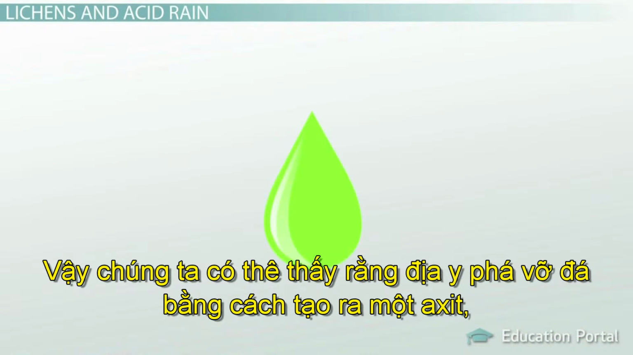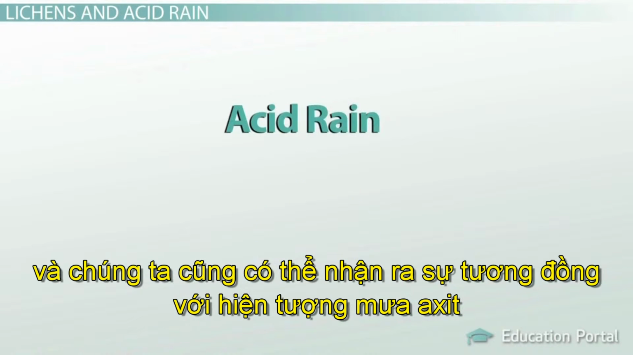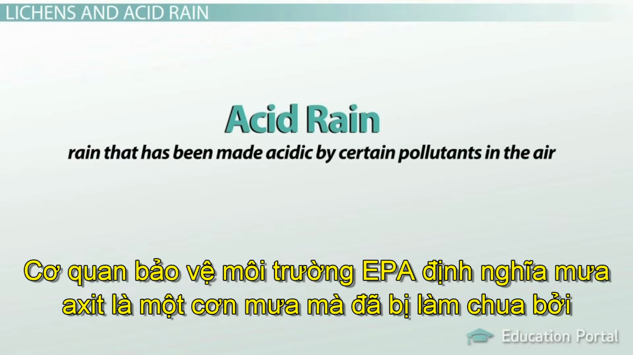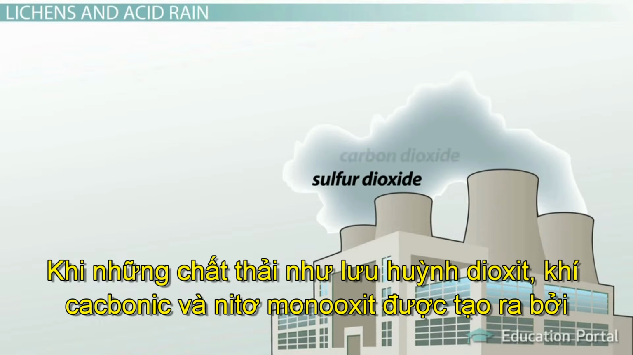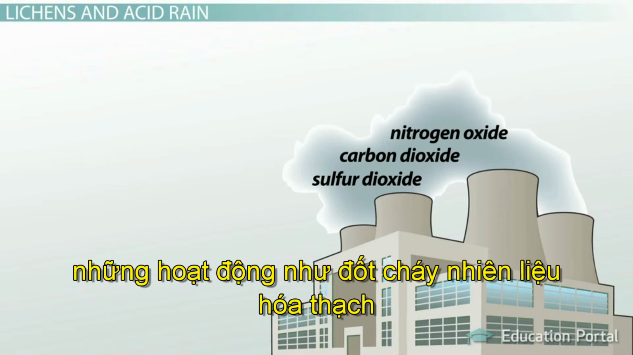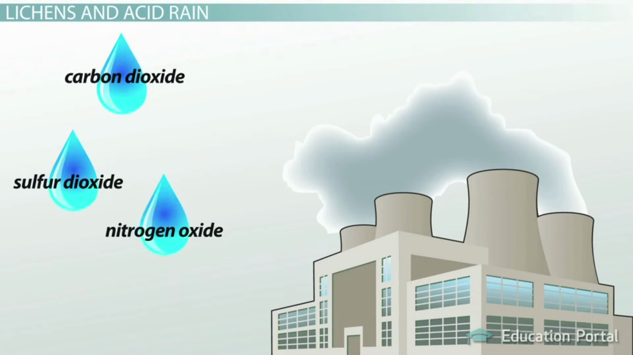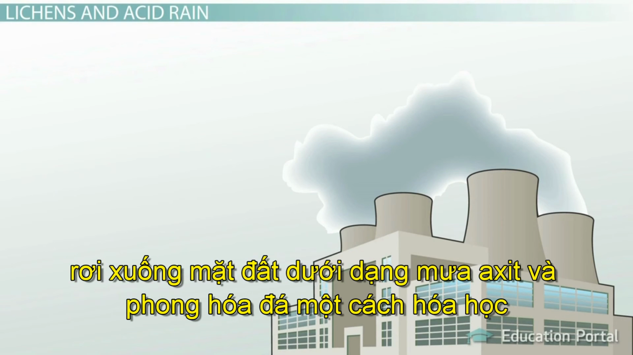So we see that lichens break down rock by producing acid, and we see a similar phenomenon with acid rain. The EPA defines acid rain as rain that has been made acidic by certain pollutants in the air. When pollutants such as sulfur dioxide, carbon dioxide, and nitrogen oxide are produced by activities such as burning fossil fuels, these pollutants are put into the air where they mix with moisture. This process produces acids such as sulfuric acid, carbonic acid, and nitric acid, which falls to the ground as acid rain and chemically weathers rocks.